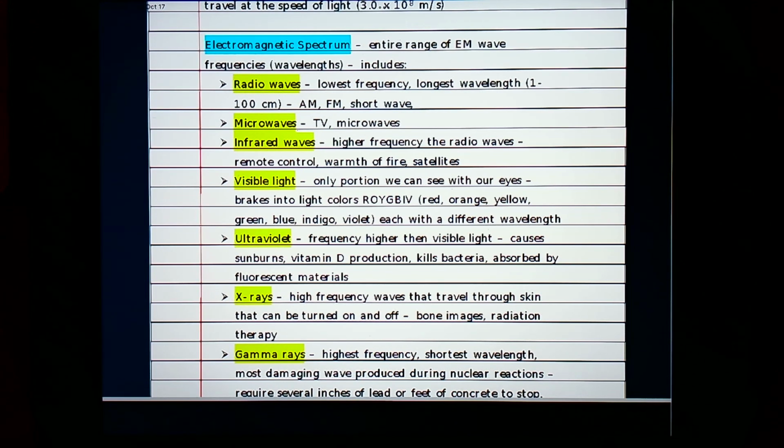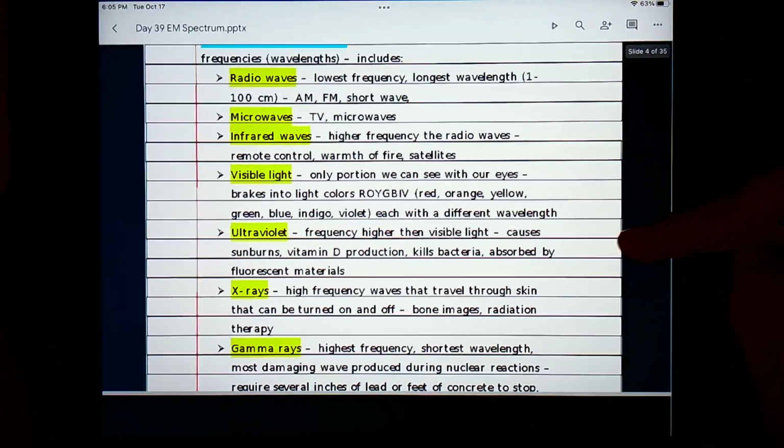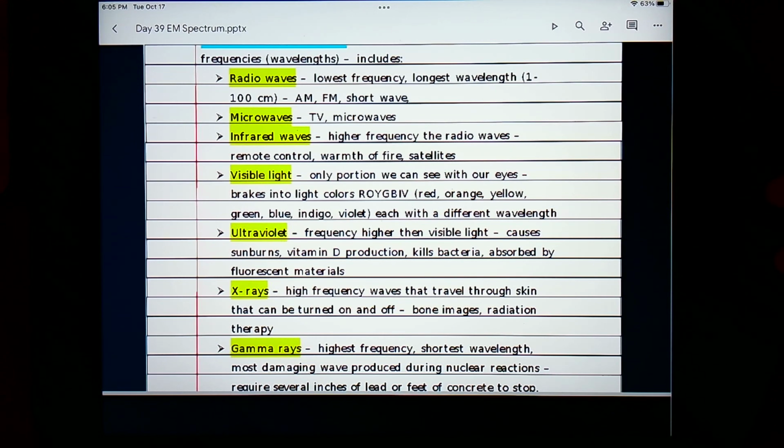All right, the next one you have is visible light. Visible light is really the only wave that you can actually see with the naked eye. Think of looking out at the sun when there is rain or water. When it rains and then the sun pops out, what happens? You should see a rainbow.